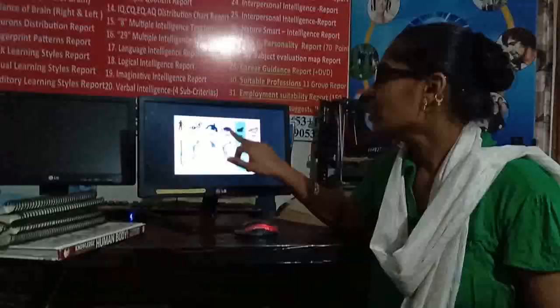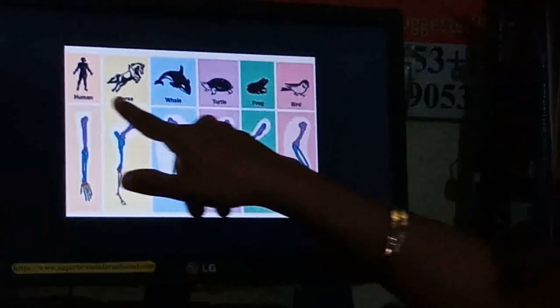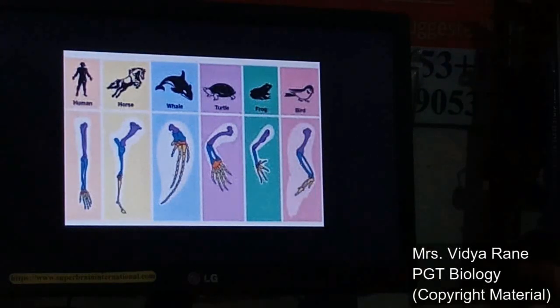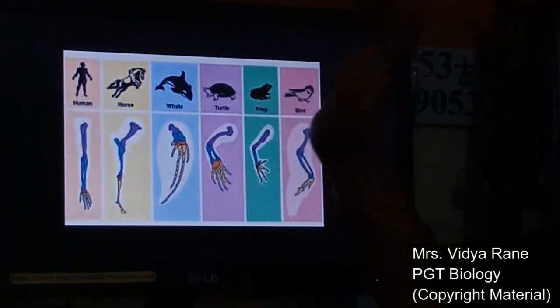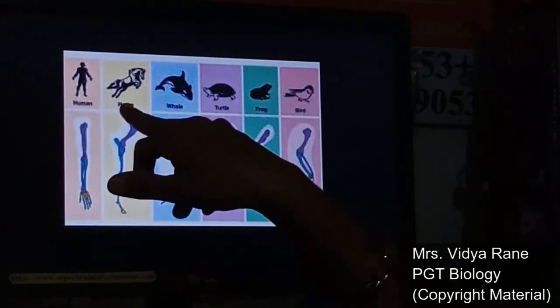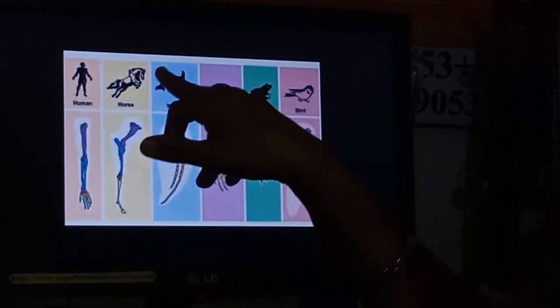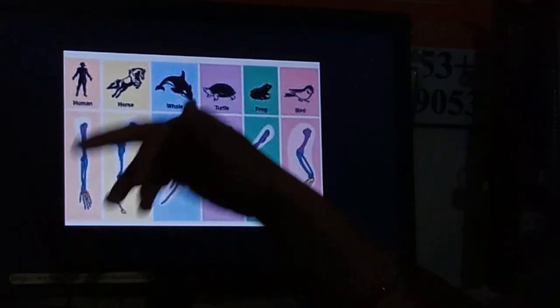This is a whale, turtle, frog and bird. If you see, these are all different organisms. Morphologically they are not matching at all with each other. Human being is a fully, highly evolved organism. Horse is there, those who are walking with four legs, right? So it will use its four legs for walking, running fast, right?